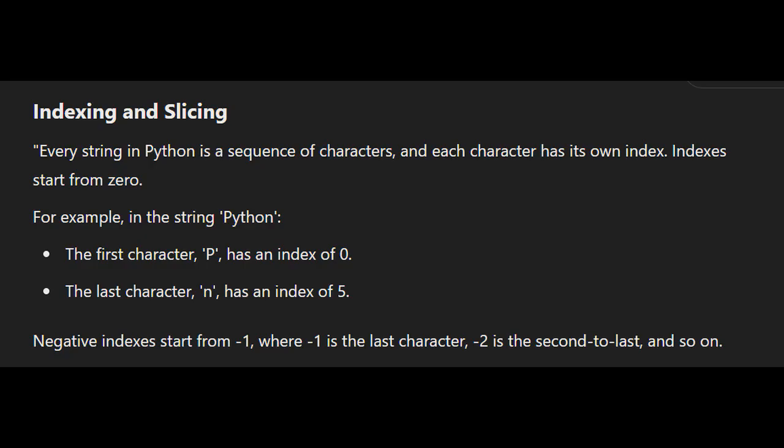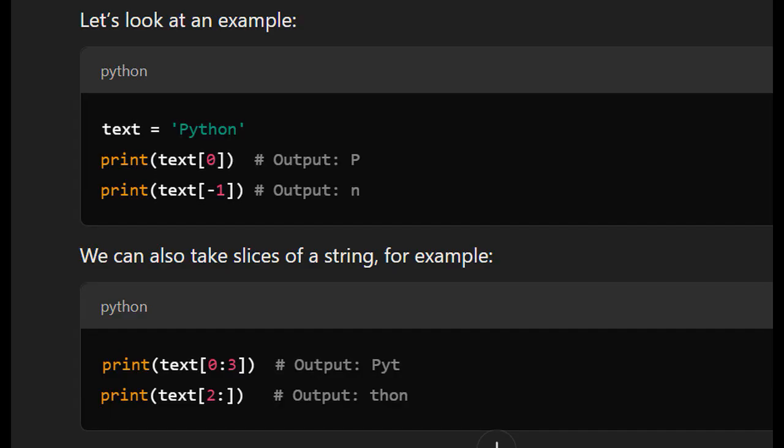Indexing and slicing. Every string in Python is a sequence of characters, and each character has its own index. Indexes start from 0. For example, in the string Python, the first character, P, has an index of 0. The last character, N, has an index of 5. Negative indexes start from -1, where -1 is the last character, -2 is the second to last, and so on.